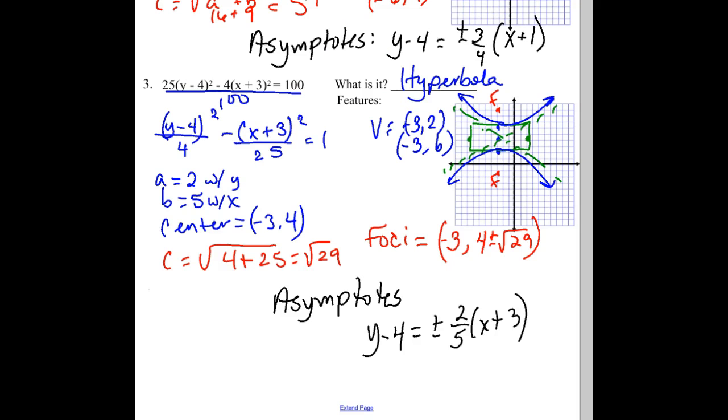So you should have had time to work through question 3. Let's take a look here and check it. Are we agreeing that it's a hyperbola?